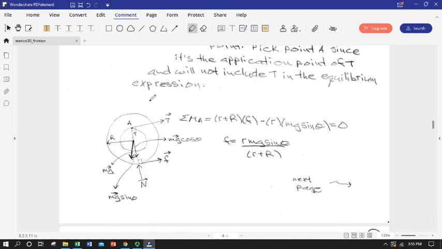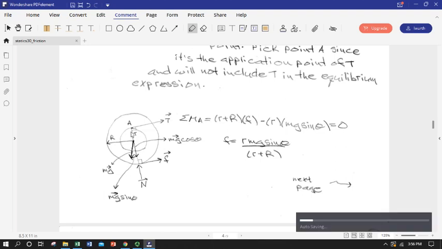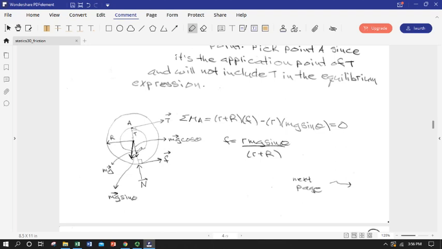So this is another sketch of the problem. Here's my main radius that I was given. Here's point A, and the nice thing is the normal force is on a line of action that goes through A, which is handy. And then the friction force is normal to a line of action through A. So basically all I need is this little r plus big R times the friction force, which is the moment due to the friction force. So that's this term.